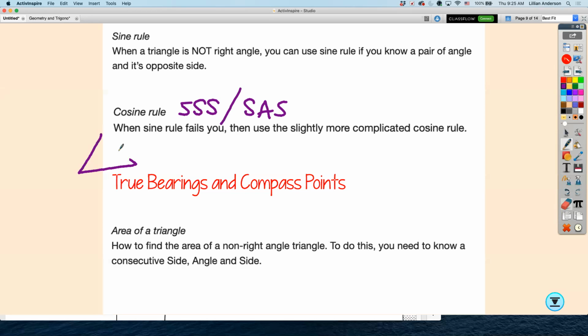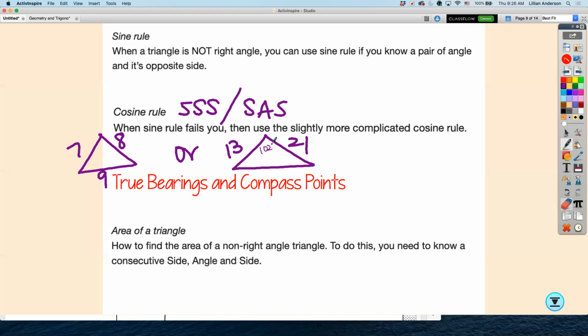So if you were given a triangle, you knew this was 7, 8, and 9, you would use cosine rule to find the angles. Or if you knew 2 sides and an included angle, that means you knew this one was 13, this one was 21, and then the angle between them you knew was 102. That is what it means by an included angle. The angle between the two sides that you know, that's the included angle. We'll use cosine rule for that. Any other situation, you would use sine rule. Okay?